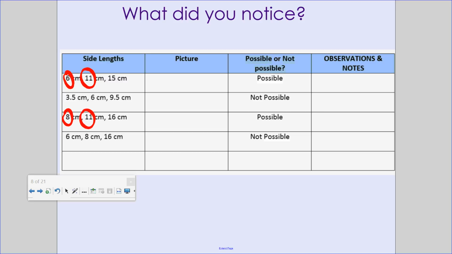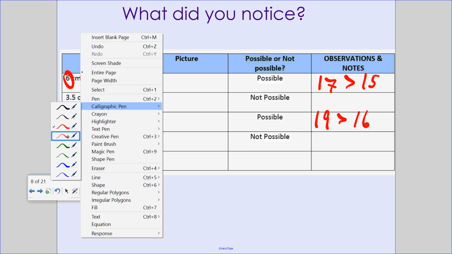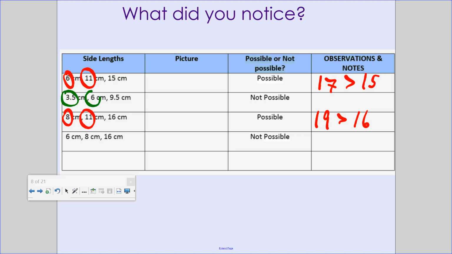If you find the sum of the two smaller sides, what do you get? The sum of these two smaller sides is 17. Is that greater than the third side of 15? It is. The sum of the two smaller sides, 8 and 11, is 19. Is that greater than the third side, 16? Possible. But if you look at the other two, let me use a different pen color. If I circle this side and this side, that adds up to 9 and 5/10. Is that greater than 9 and 5/10? No, that is not possible.